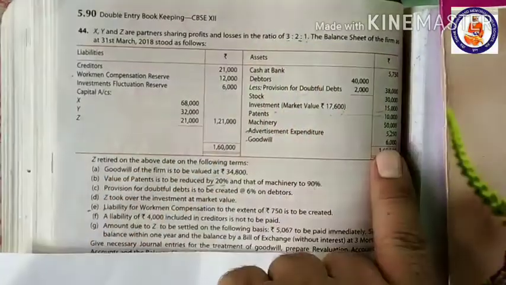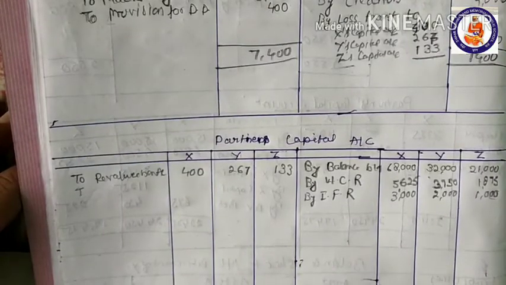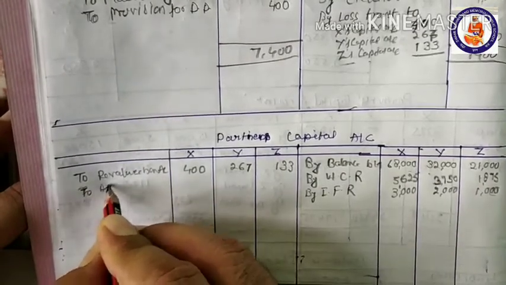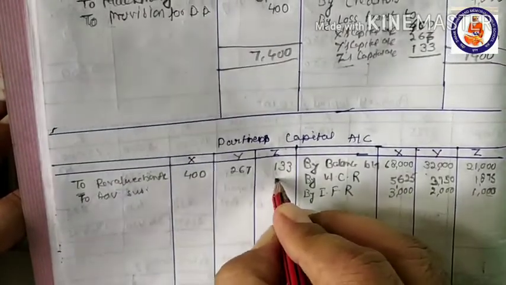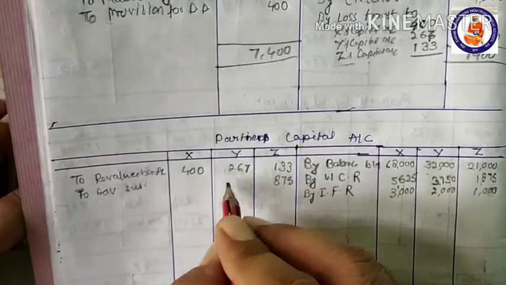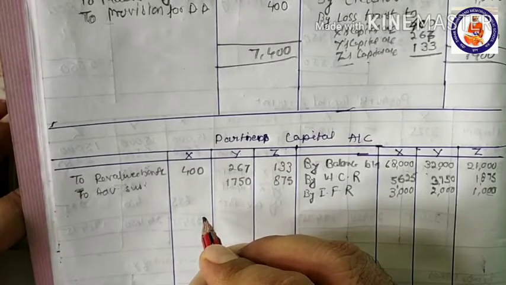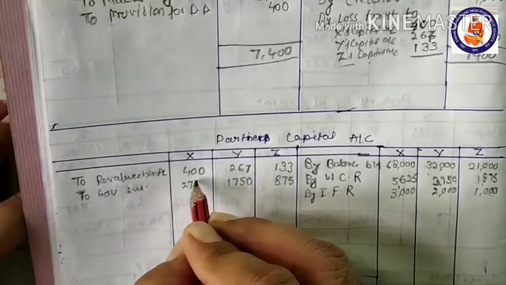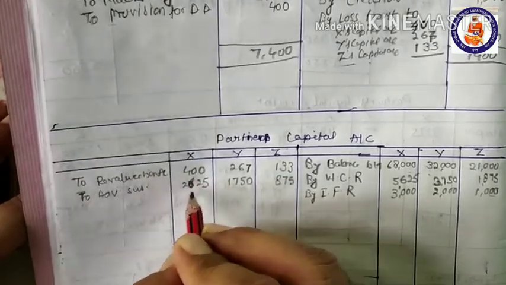So let us solve the question now. Advertisement expenses will be written off, so they will be debited to advertisement suspense. So 875 will come for the 1/6 part, 2/6 is 1,750, and 3/6 is 2,700, and 625.